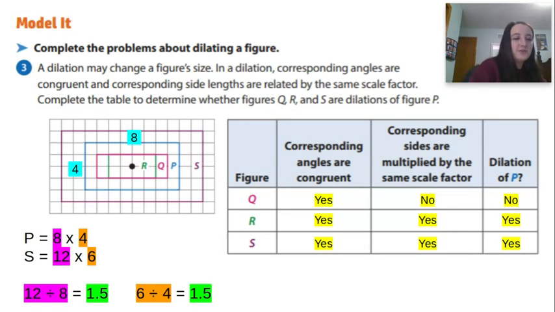So Q is the only rectangle in the example that is not a dilation of P, because corresponding sides are not multiplied by the same scale factor.